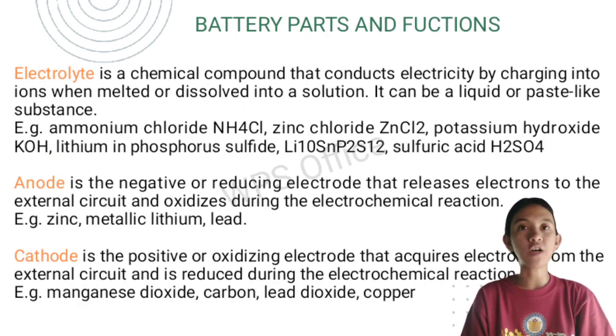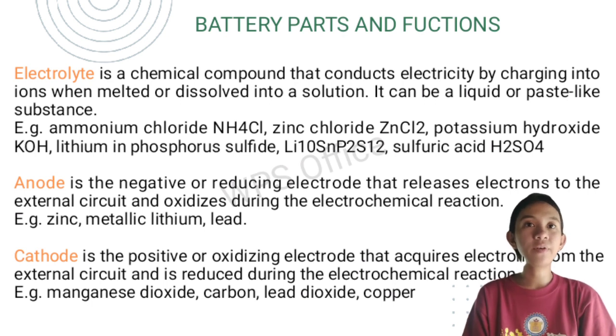Battery parts and functions. Electrolyte is a chemical compound that conducts electricity by charging into ions when melted or dissolved into a solution. It can be a liquid or paste-like substance. Examples: ammonium chloride, zinc chloride, potassium hydroxide, lithium phosphorus sulfide, sulfuric acid.